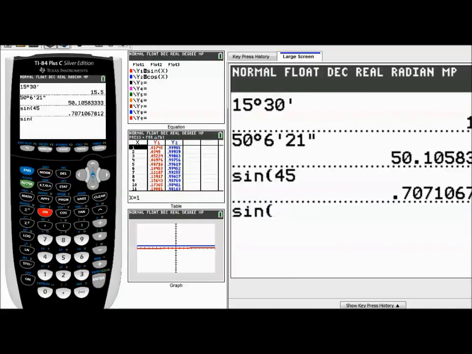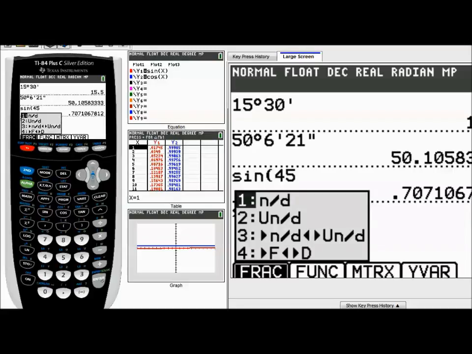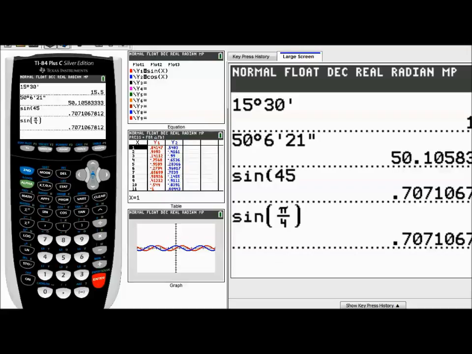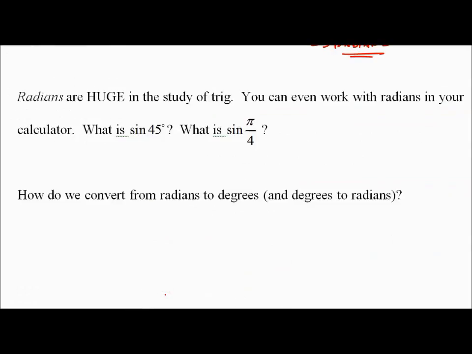Sine of pi, under the caret, 4. I got the same thing, 0.707. So your calculator can work in both. And then the really weird part is that that's actually root 2 over 2. We'll come back to that soon enough.